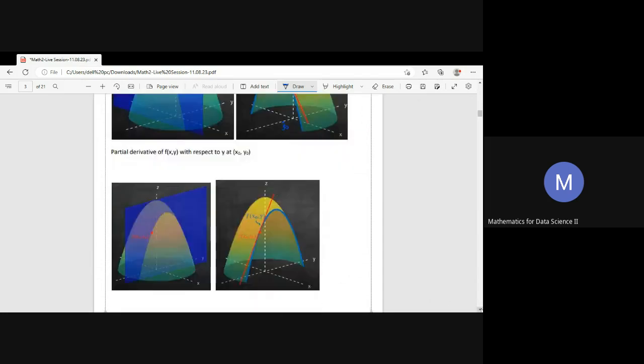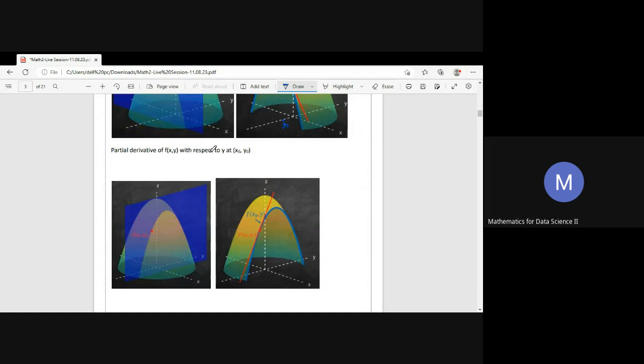Same way for the partial derivative of f of x comma y with respect to y at x naught comma y naught. Again, what you are going to do? You are going to fix this x naught value and move your values along y alone. Okay, fine. So this is what is meant by partial derivatives.